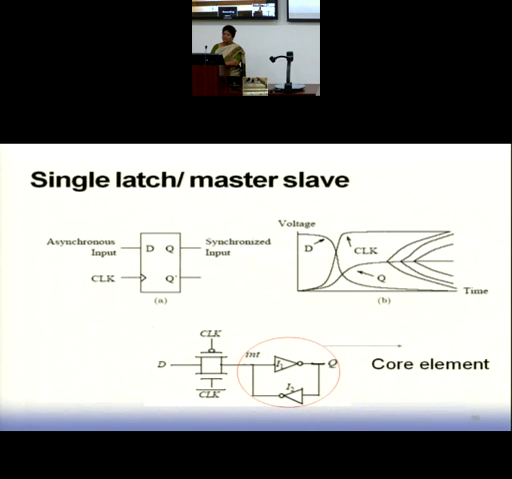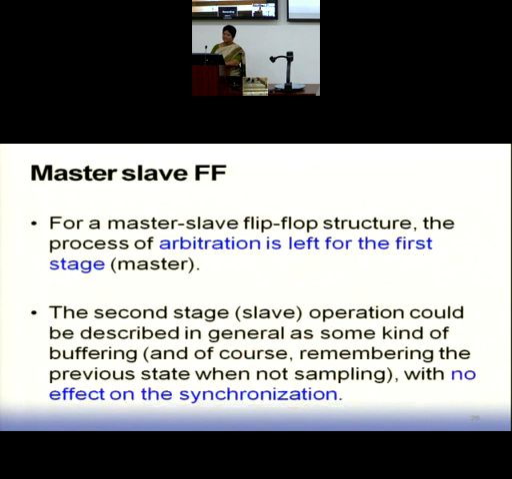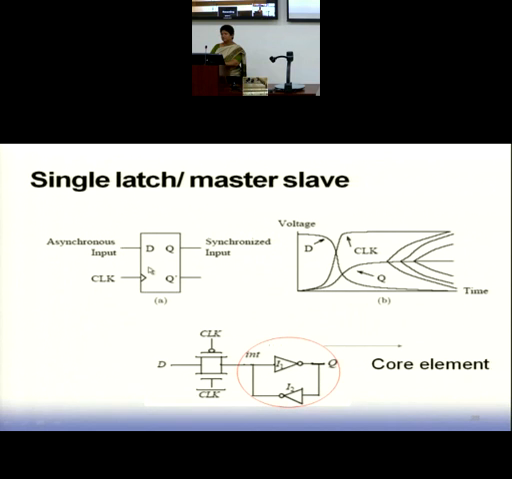Okay, so now how do we understand this? Naturally it is nothing but a D-latch. It's going to be a latch. The synchronizer is going to be a kind of modified D-latch.